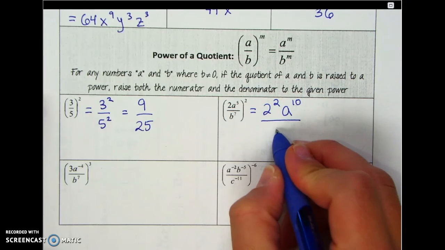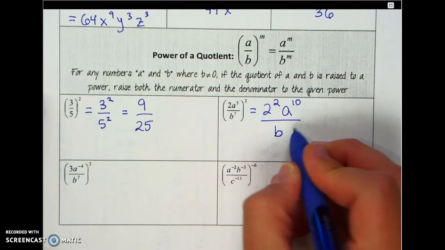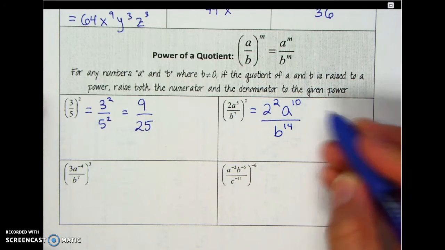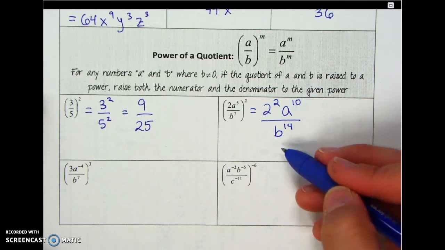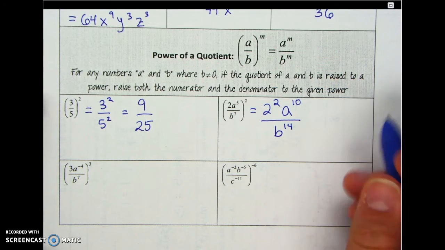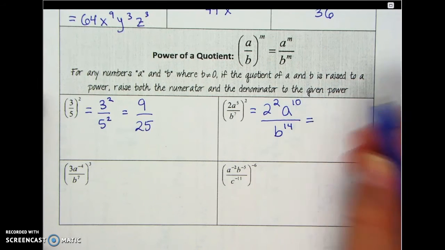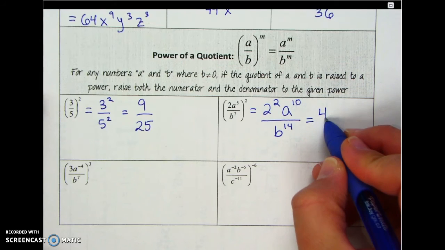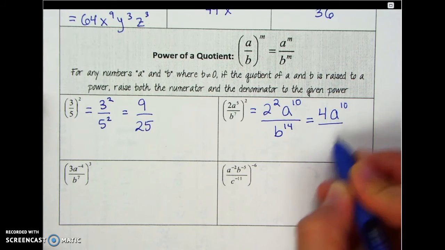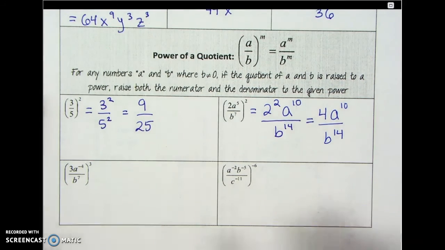B already has a power of 7. So we're going to multiply 7 times 2. Any negatives? No. Any zeros? No. Is there a power that we know the answer to? Yes. 2 squared is 4. All right, last two.